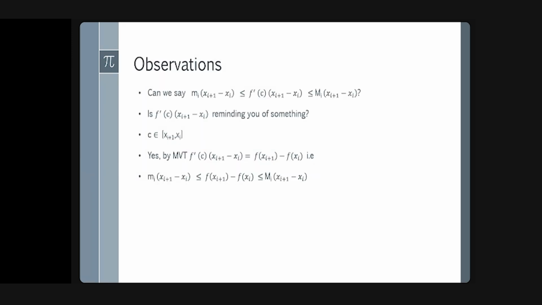Hence, now we can conclude that small m_i times (x_{i+1} minus x_i) is less than or equal to this value which we have got, f(x_{i+1}) minus f(x_i), which is less than or equal to capital M_i times (x_{i+1} minus x_i). Both the outer terms are the area of one particular rectangle, right? Can you see what happens if we do a summation here?